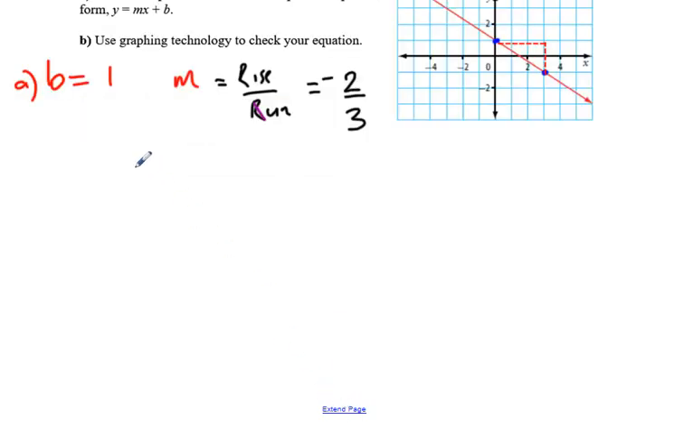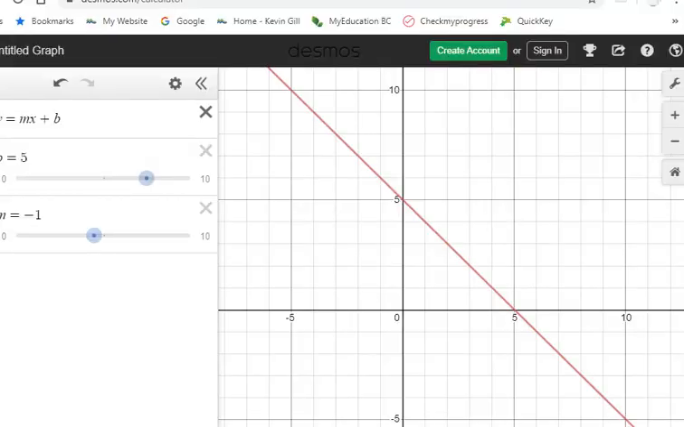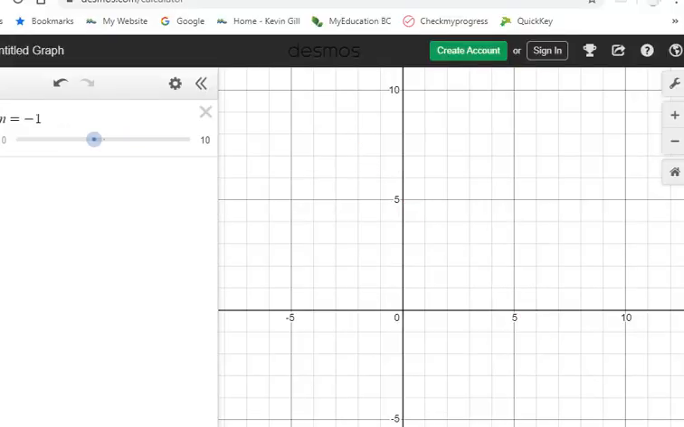Now, y is equal to mx plus b. So we're going to have -2 over 3. That's my value of m, times x. And then we've got plus 1. All right. Now I'm going to check that on Desmos. So I'm going to simply delete those there, and I'm going to put in here y. I'm going to type y is equal to -2 divided by 3x.